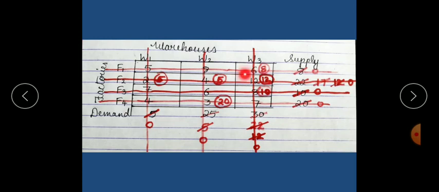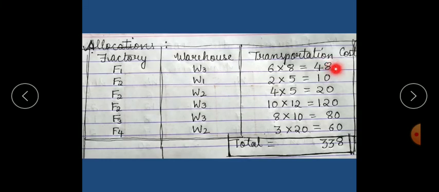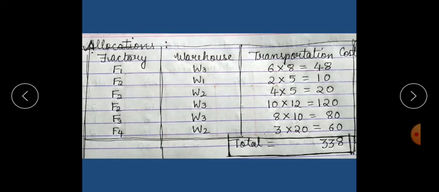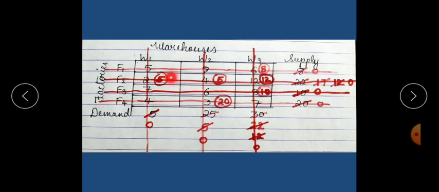6 was the unit cost. Total allocation was 8 units. So 6 into 8 is 48. That is what I have written. The next allocation was from factory 2, F2 to warehouse 1, W1. The unit cost was 2, and the total allocation was 5, so 2 into 5.